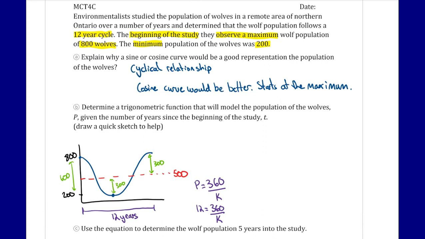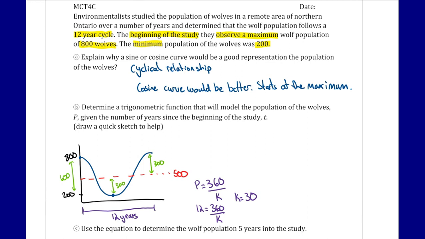So 360 divided by K equals 12. So how many 12-year cycles fit into 360? Well, we should get that K equals 30. So that is our K value.